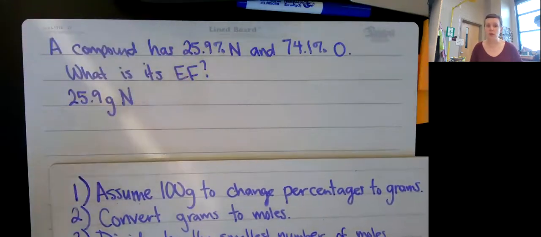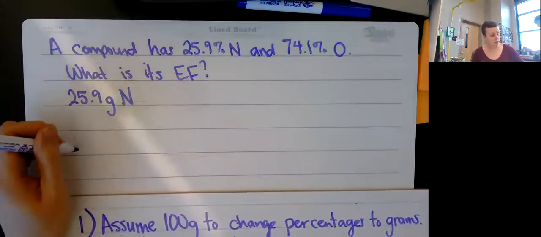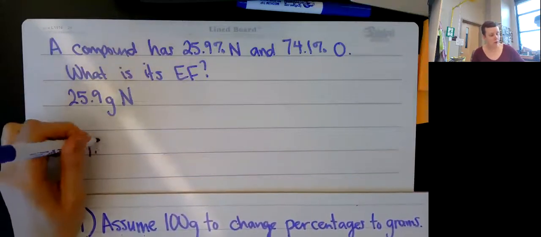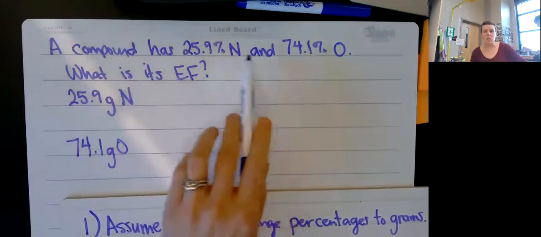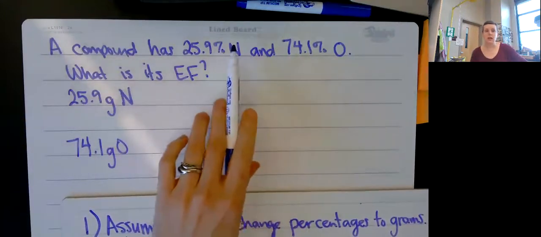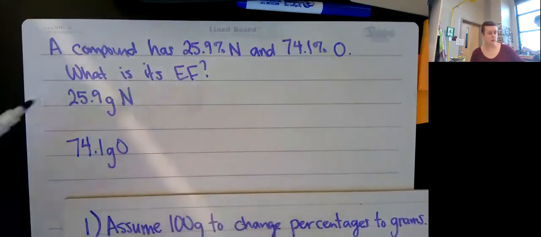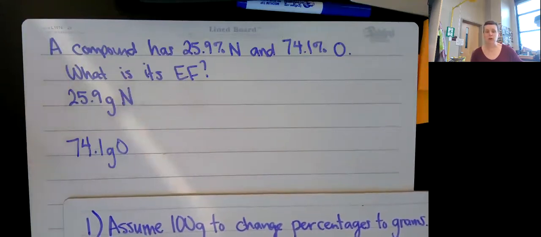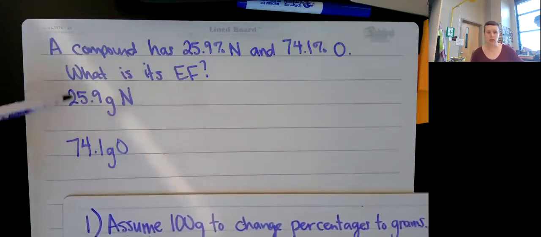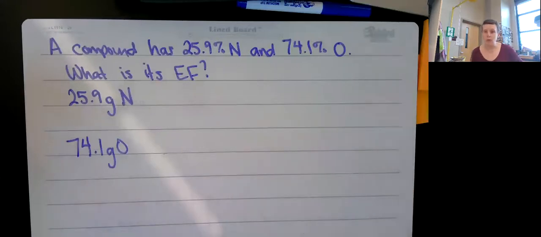So I'm gonna just assume I do have 100 grams. And then I'm gonna skip a couple lines and do the same thing for oxygen, 74.1 grams of oxygen. So again, mass percentage, percent composition, is a mass ratio of the elements. Mass ratio, 25.9 grams for every 74.1 grams, nitrogen to oxygen. I'm trying to find a mole ratio in order to write the empirical formula.